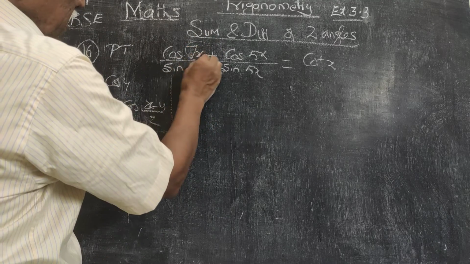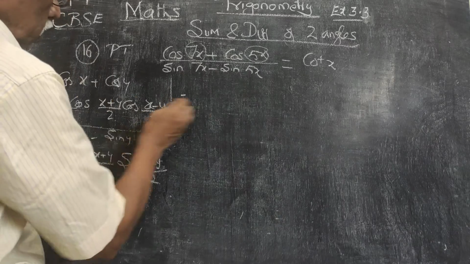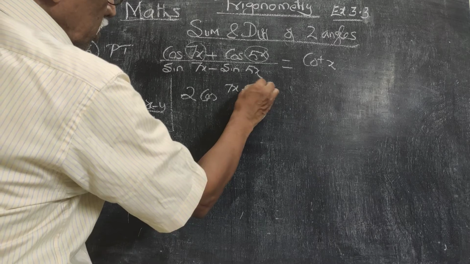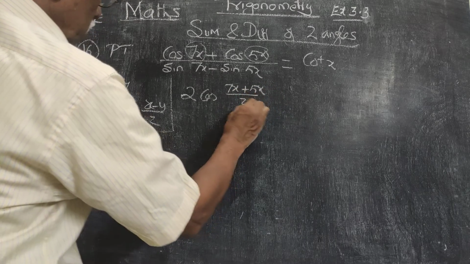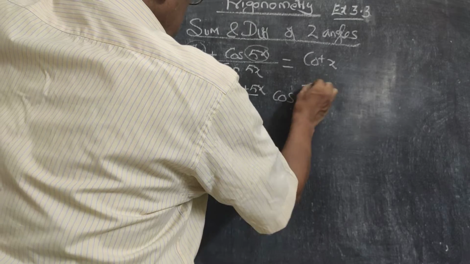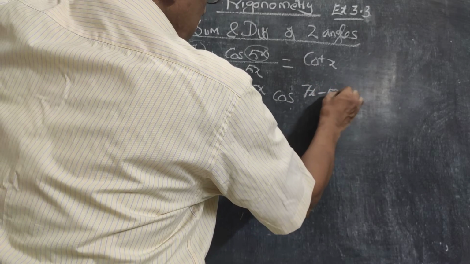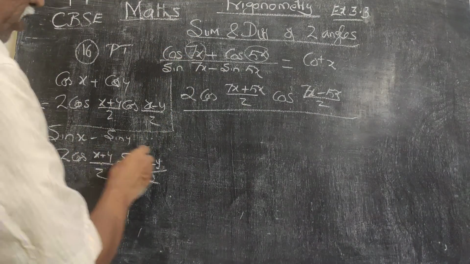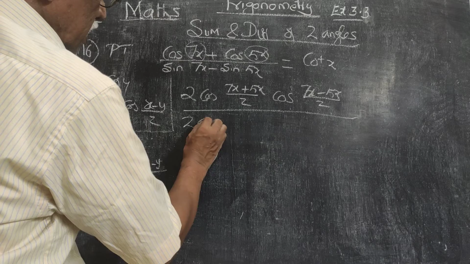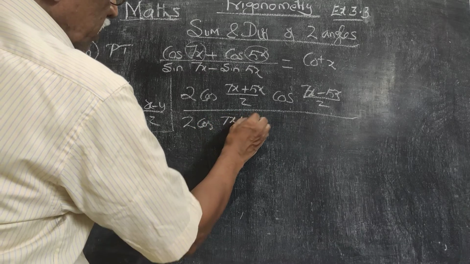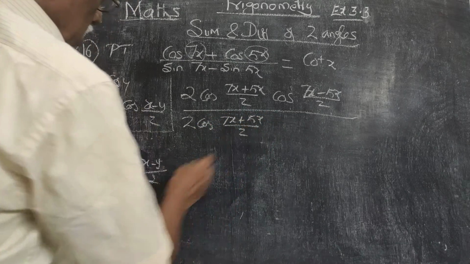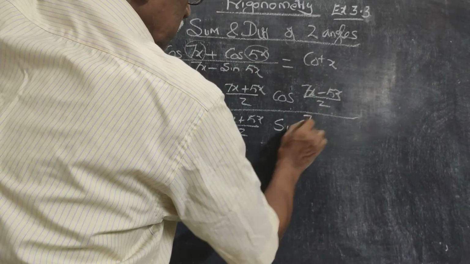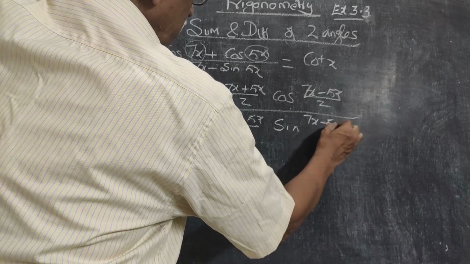You take this entire thing as x, and this entire thing as y. So the numerator will become 2 cos of 7x plus 5x by 2 and cos 7x minus 5x by 2. The whole thing divided by the sin x minus sin y formula. So you will get 2 cos 7x plus 5x by 2 and then sin 7x minus 5x by 2.